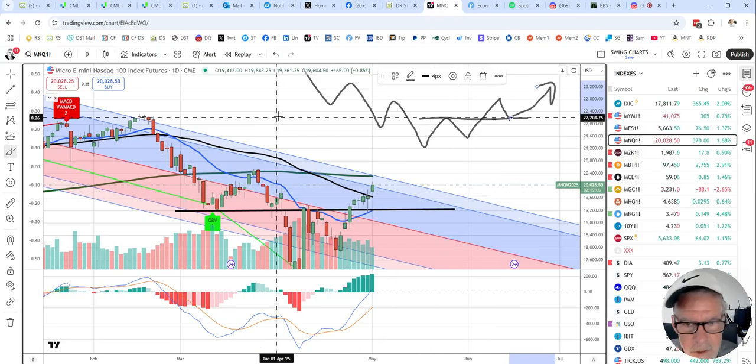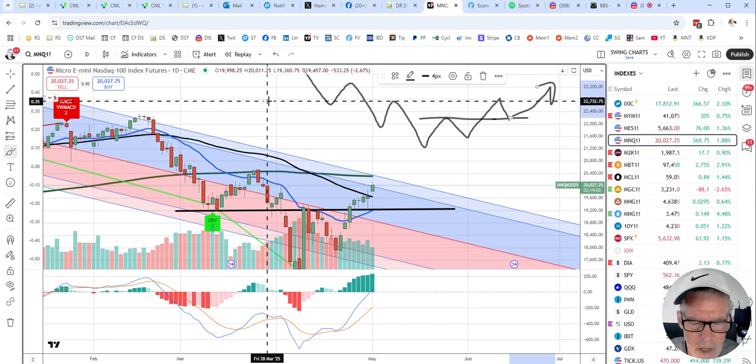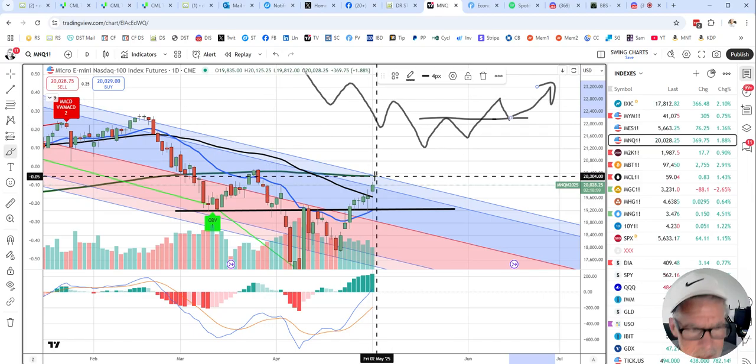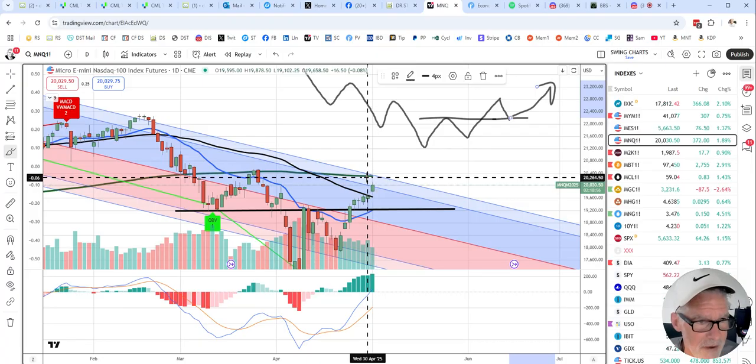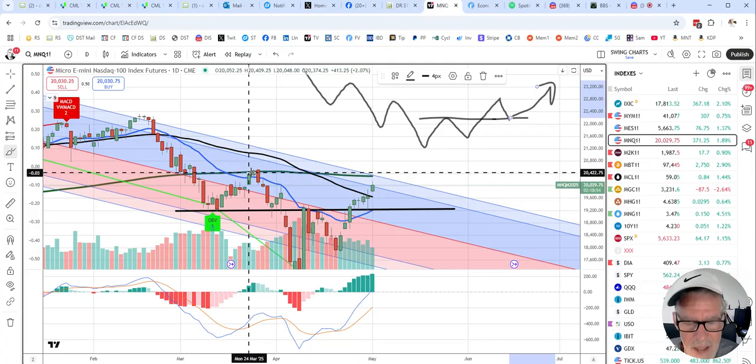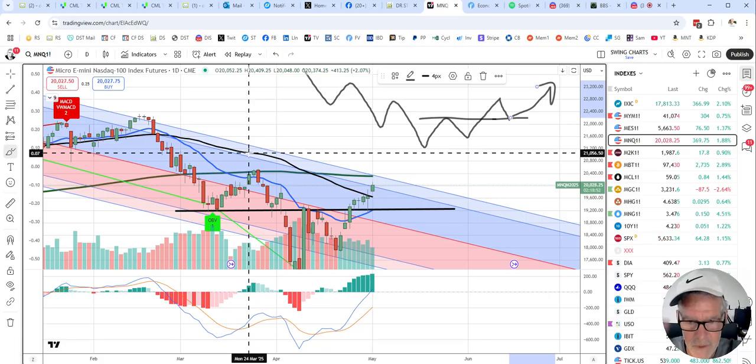We will play this little pop as long as it lasts, but I think we're probably going to get a rollover up here on the Nasdaq, right around the 200 period moving average, because it's also a price high, right? They're right there because the 200 is flat.